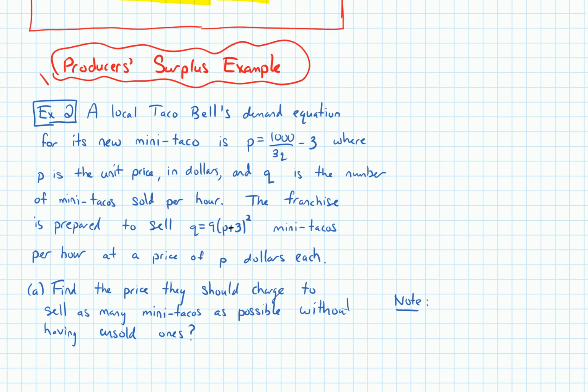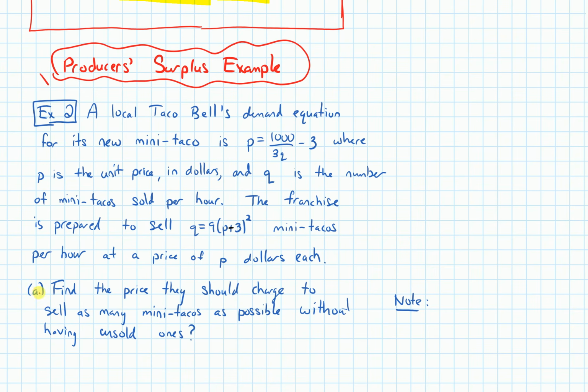Okay, so this question says that a local Taco Bell's demand equation for its new mini taco is P equals 1,000 over 3Q minus 3, where P is the unit price in dollars, and Q is the number of mini tacos sold per hour. The franchise is prepared to sell Q equals 9 times (P plus 3) squared mini tacos per hour at a price of P dollars each. Okay, so there are these two equations that it's giving us, and it tells us one of them is the demand equation.